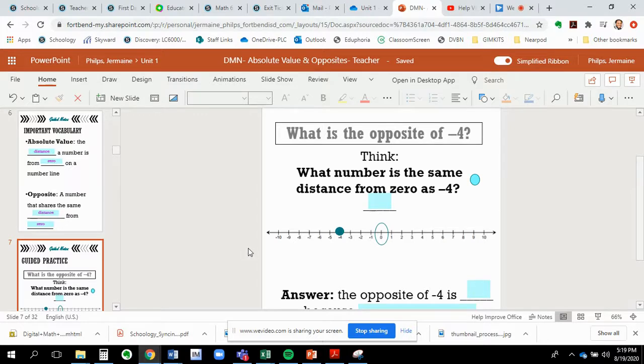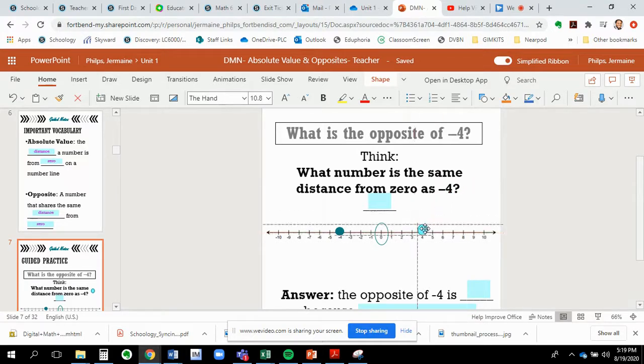All right, so let's examine this. When we look, we've got -4 on here. My goal is to say, what would be the exact opposite? If I had to look in the mirror, what number would be the reflection of -4? It's probably got to be -3 because that looks different. It's not going to be 0 because that looks like a different number. The complete opposite would be 4.